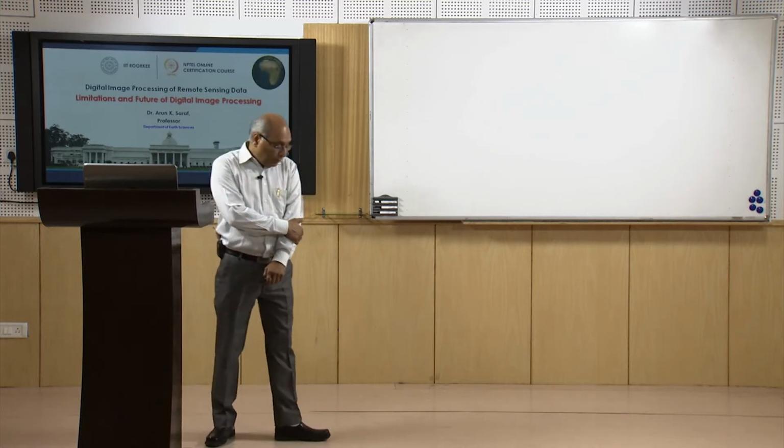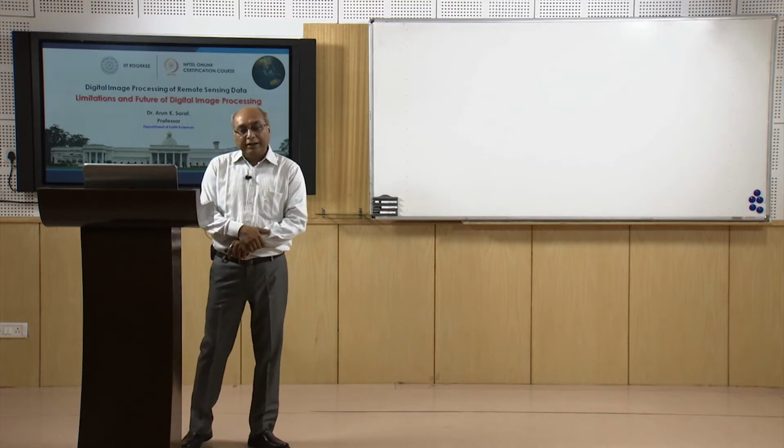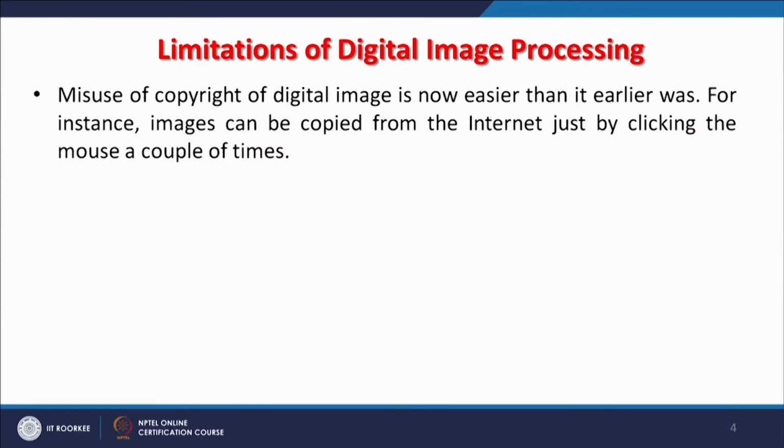Another problem is that once the data is in digital format, the copyright issue has become larger now, because it is easier to copy an image from one medium to another. You can download, and you may not give credit to, or may not give money or some other credit in return to those who have created those images. So the misuse of copyright of digital images is now easier than it was earlier. This problem has become larger.